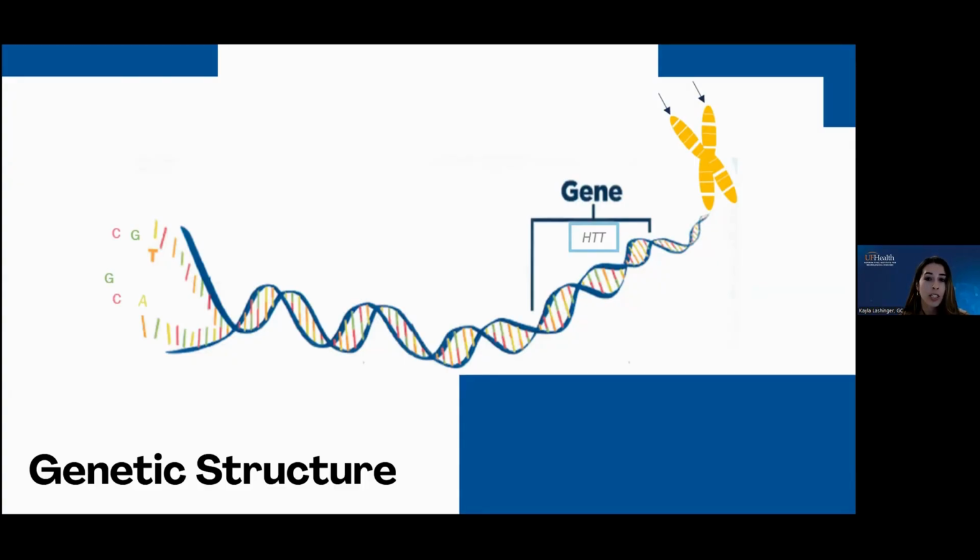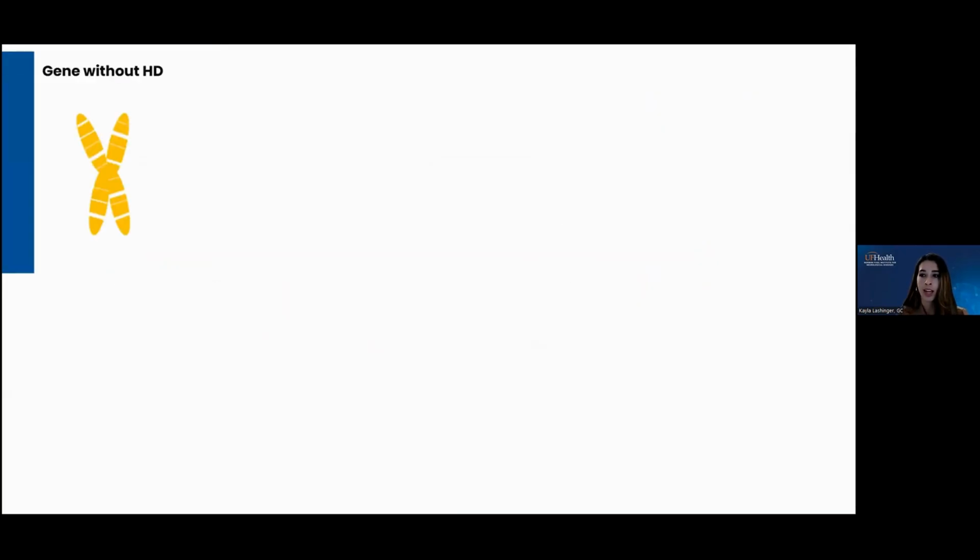There is one specific gene that is the main gene for Huntington's disease, which is HTT. It's on our fourth chromosome. And like every single one of our genes, we have two copies of this gene. One copy comes from mom and the other copy comes from dad. And every gene has its own specific spelling that we consider the typical spelling.